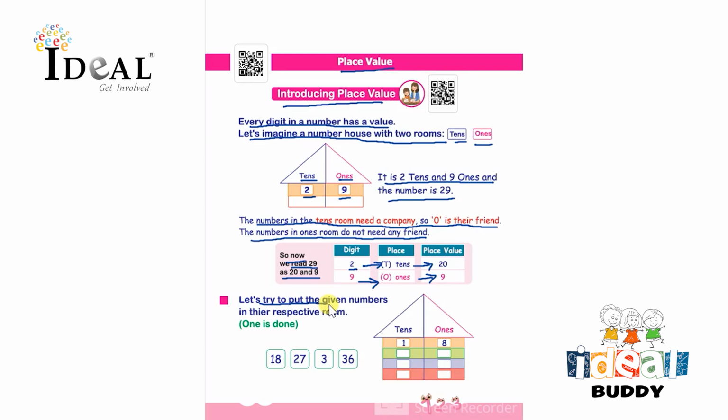Let us try to put the given numbers in their respective rooms. 1 is done. So over here 18. For 18, 1 is at the tens place and 8 is at the ones place. For 27, we read it as 20 and 7. So 2 is at the tens place, 7 is at the ones place. Here there is only one single number. So 3 will go at the ones place and there is nothing at the tens place. So we'll put a 0. Here 36. So 3 will go at the tens place and 6 will go at the ones place.